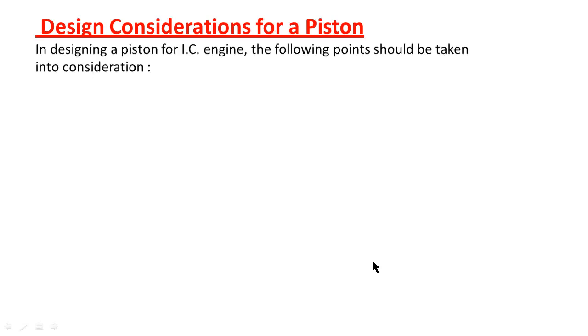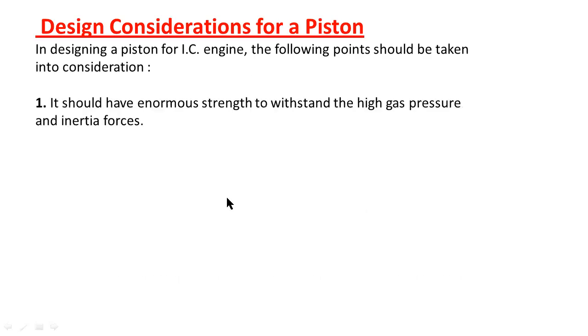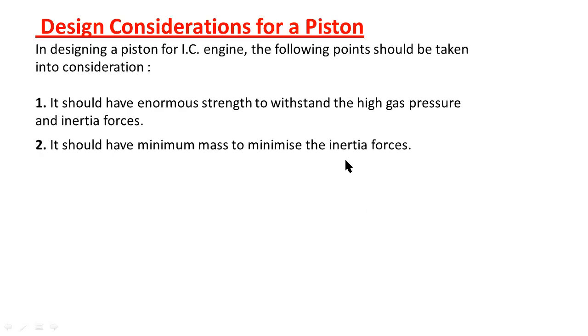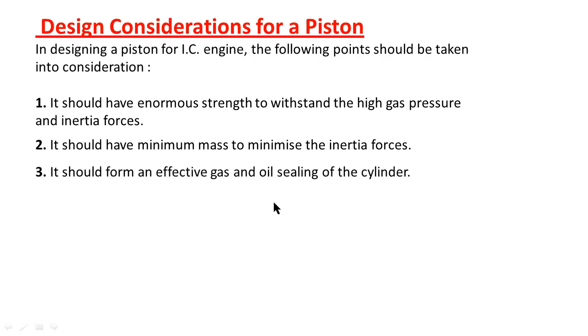What are the design considerations we have to consider in the design of pistons? In designing a piston for an IC engine, the following points should be taken into consideration. First, it should have enormous strength to withstand the high gas pressure and inertia forces. Second, it should have minimum mass to minimize the inertia forces. Third, it should form an effective gas and oil sealing of the cylinder.